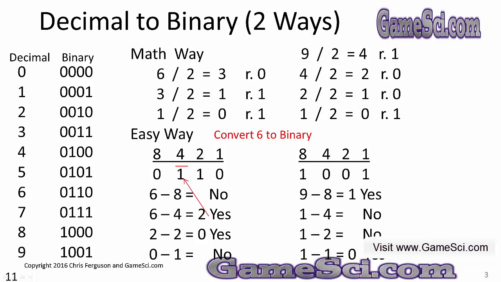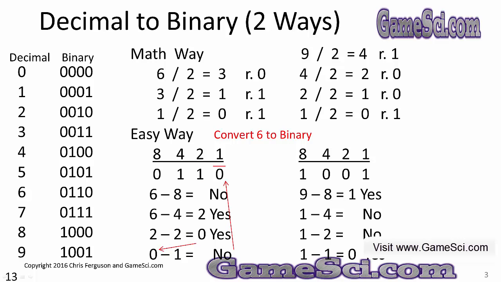However, 6 minus 4 does work. So I'm going to put a 1 under the 4. That leaves me with 2 left over. 6 minus 4 is 2. So I'm going to put a 1 under 4 and pick it up with the 2 that is left over. 2 minus 2 is 0. The number 2 fits into the value 2, so I'm going to write a 1 underneath the 2 with a remainder of 0. And I have a remainder of 0, so that last digit will be a 0.